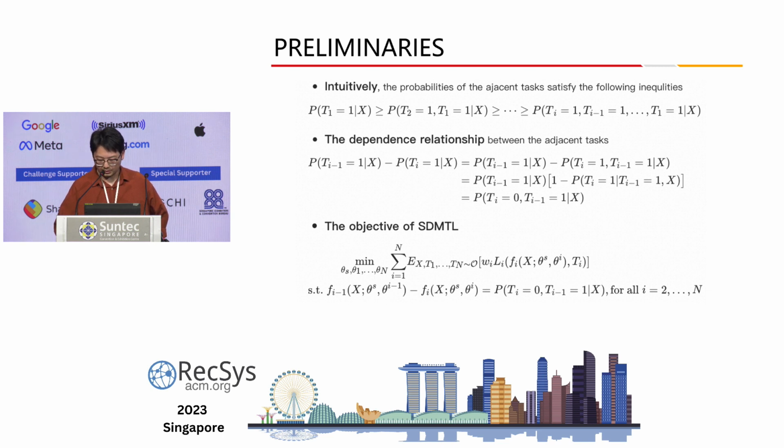Similar to the general MTL problem and according to the dependency relationship, the objective of SDMTL is to minimize the following expected loss. With this operation, the sequential dependency relationships can be effectively used to further improve the performance of the MTL frameworks, which enable the general MTL models to solve the SDMTL problem. Next, the following parts are introduced by my colleague.